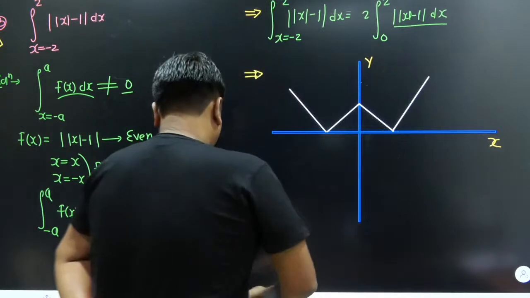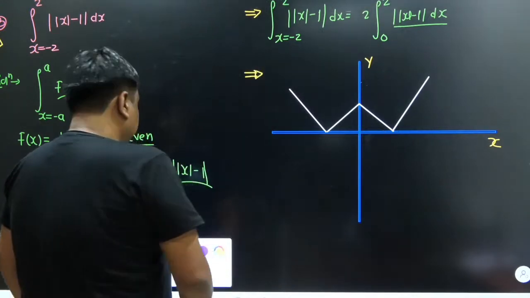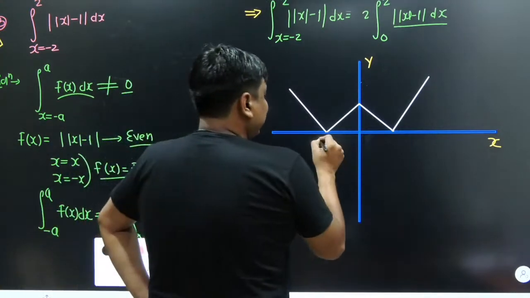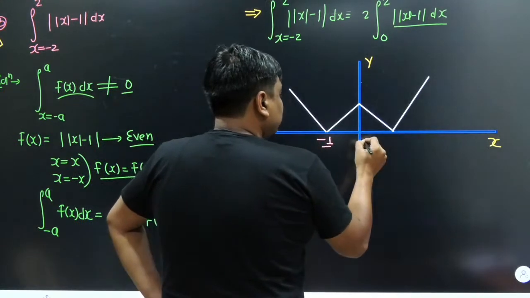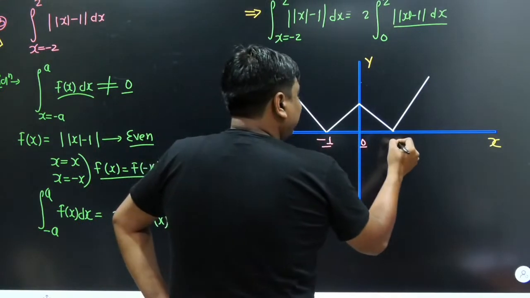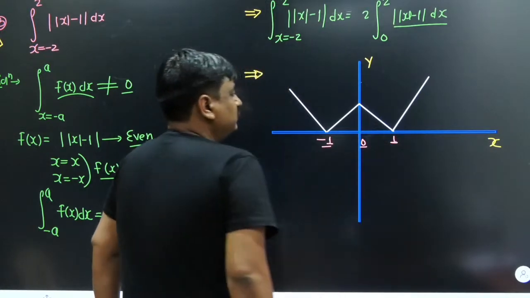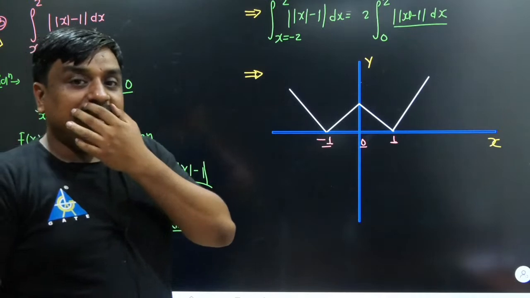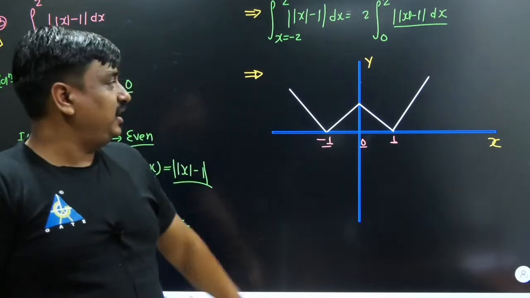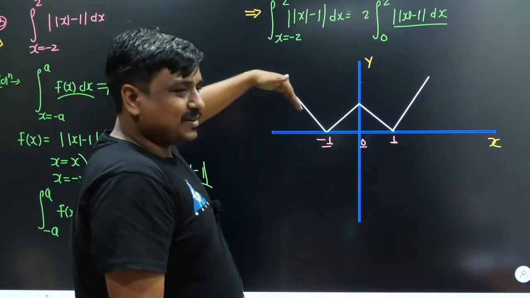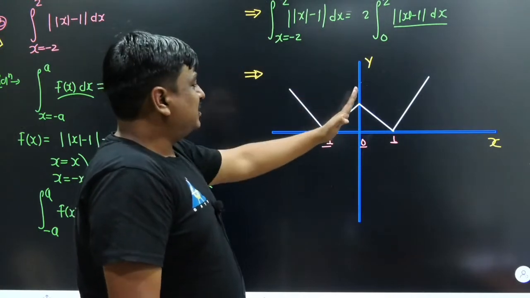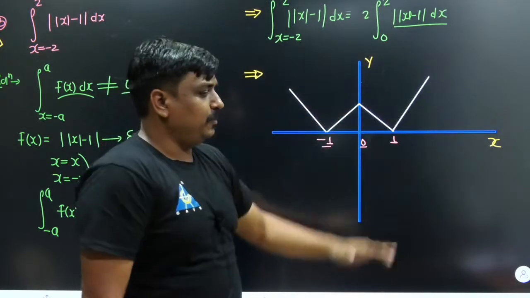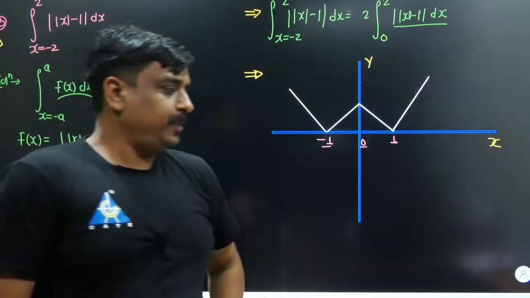If you really want to take the references of the critical points, the first is at x equals minus 1, another is at x equals 0, and another is at x equals plus 1. Why am I calling them critical points? Because they are the points at which the nature of the function changes. Like the earlier function was a straight line with negative slope, but it changed to positive slope, negative slope, and again positive slope.